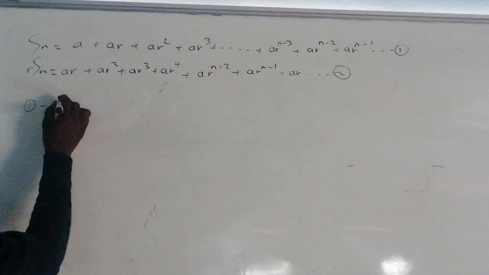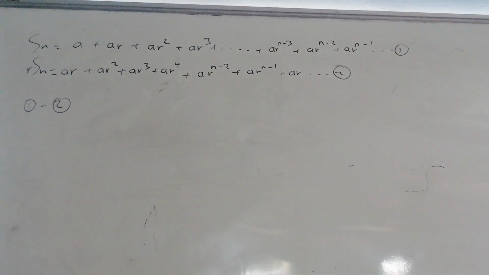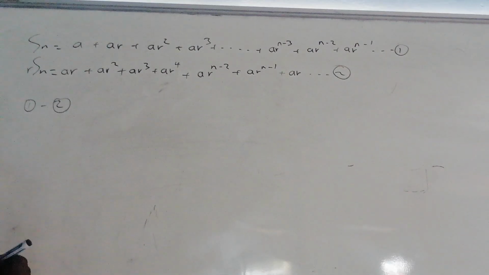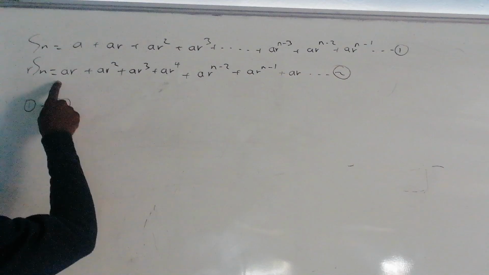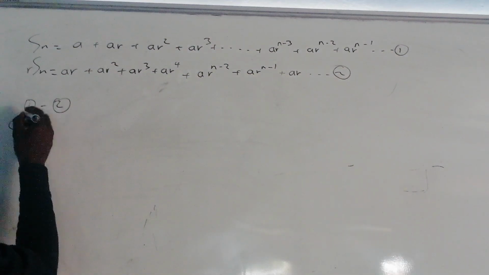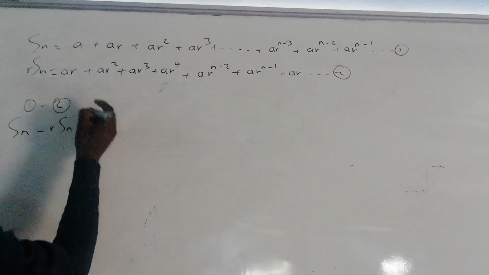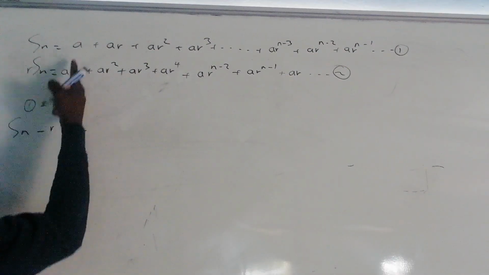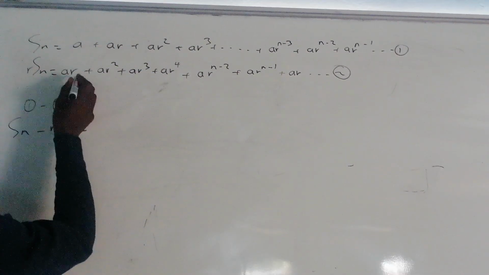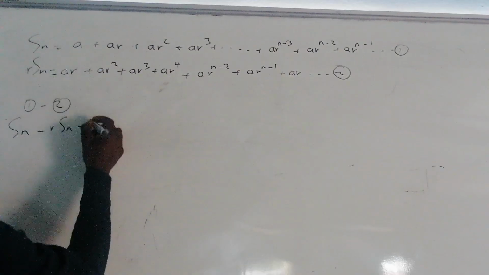Then equation 1 minus equation 2. Okay, let's continue. Then you minus everything. Before ar, do we have a? No, we don't. Therefore, a minus 0. It is Sn minus r Sn. A minus 0, because before ar we don't have a, as in a alone, not attached to an r. So a minus 0, it is a.